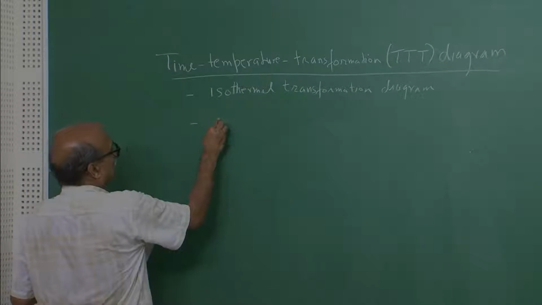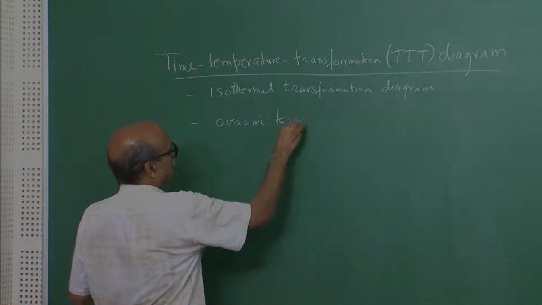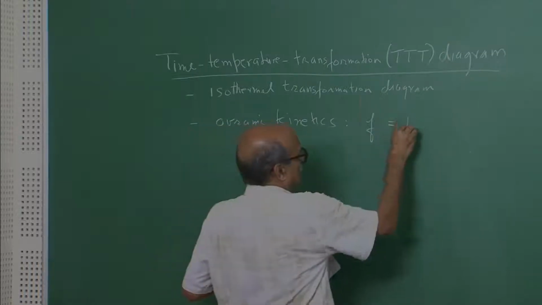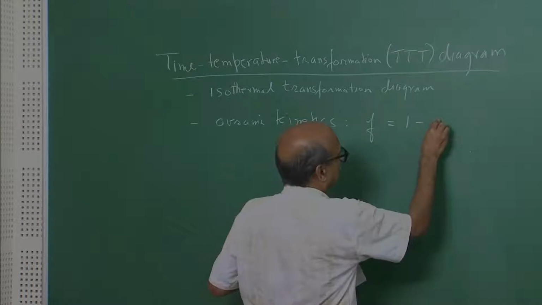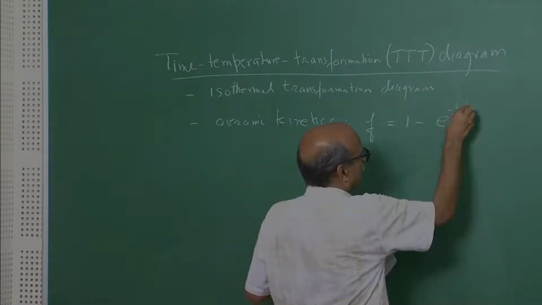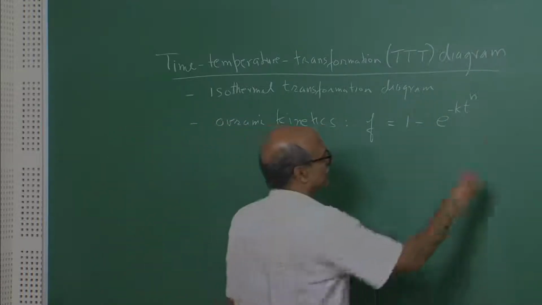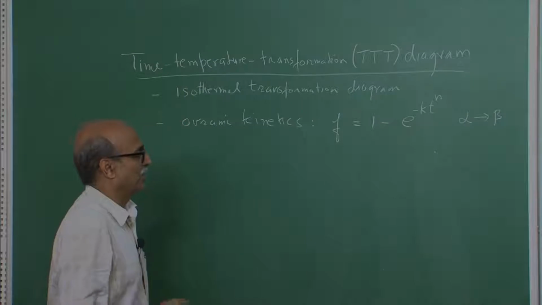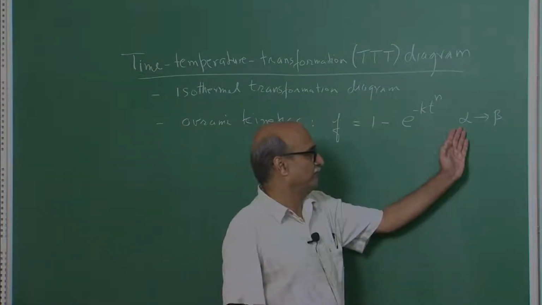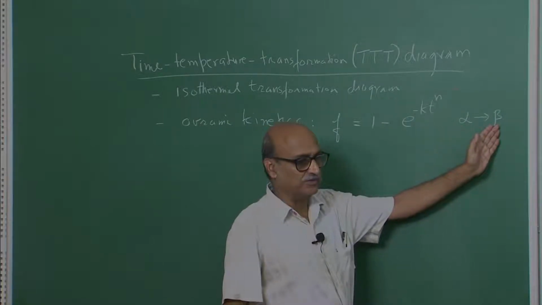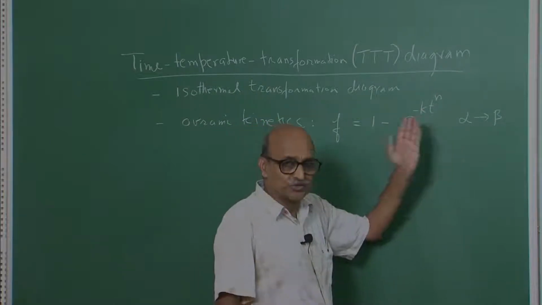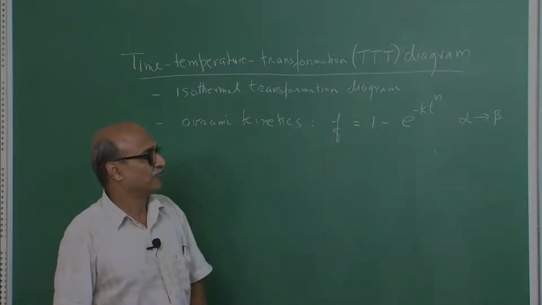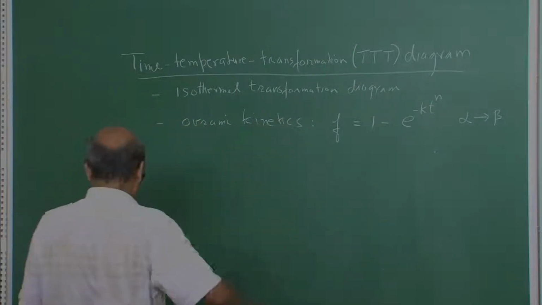So, the starting point is the Avrami kinetics, which is fraction transformed, F is equal to 1 minus e to the power minus (kt) to the power n. Now, we are going to consider one phase transforming to the product phase, so alpha transforming to beta. This could be, for example, iron FCC transforming to iron BCC as we lower the temperature, or it could be austenite undergoing a eutectoid reaction producing pearlite, alternate layers of ferrite and cementite, or any other transformation.